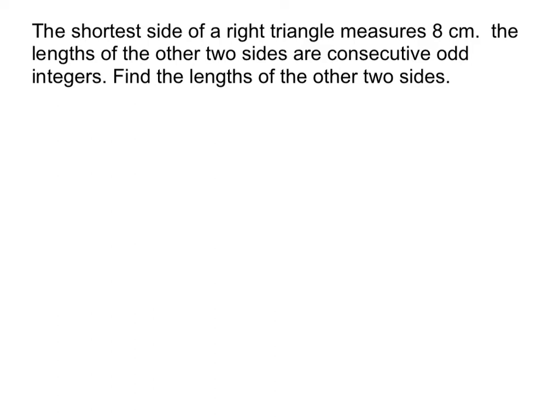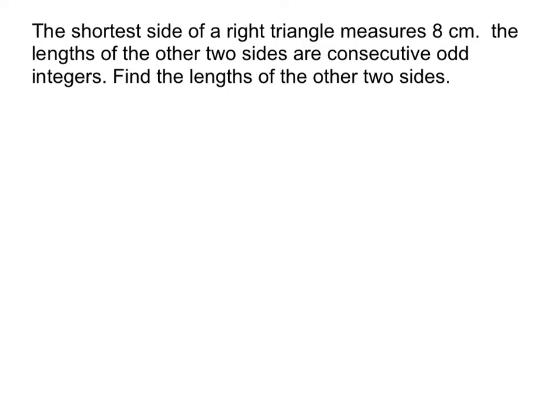In this example, we'll be looking at a word problem using the quadratic equation. The shortest side of a right triangle measures 8 centimeters. The lengths of the other two sides are consecutive odd integers. Find the lengths of the other two sides.